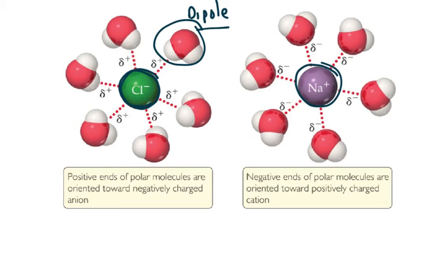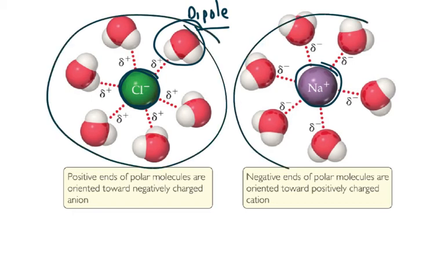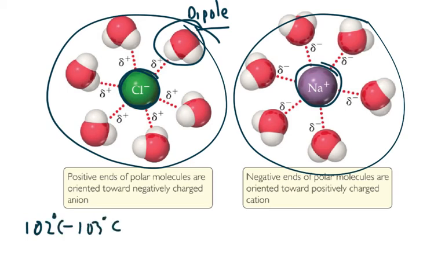But if I add salt to water, I now introduce ion-dipole interactions. I don't know if you know this, but when you add salt to water, the boiling point is no longer 100 degrees. It's actually higher. Maybe it's 102 degrees or 103 degrees. It depends how much salt you add, but the boiling point will be higher.